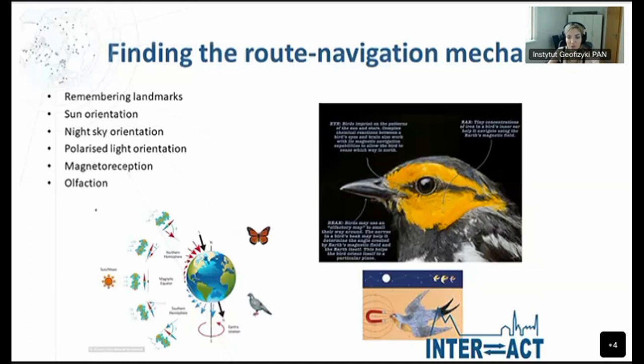So this was observed among birds, but also even among some beetles. So we would say much less developed animals, at least from our perspective. Another mechanism is magnetoreception, also studied by behavioral experimentalists. They investigated in which way geomagnetic information is used for orientation.